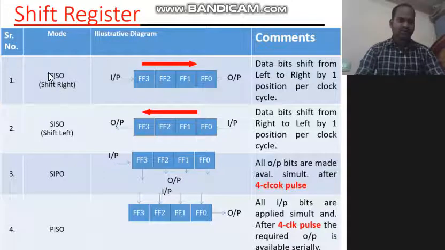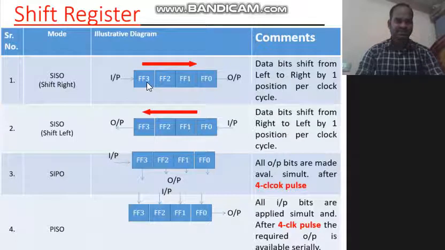See, serial in, serial out shift register. This is the procedure for shifting the data from left to right, the right shift. The arrow mark indicates left to right. The input is applied here, and on the first clock pulse the data will appear here. On the next clock pulse, the data moves to the next position. This data moves to here, this data moves to here, like this.